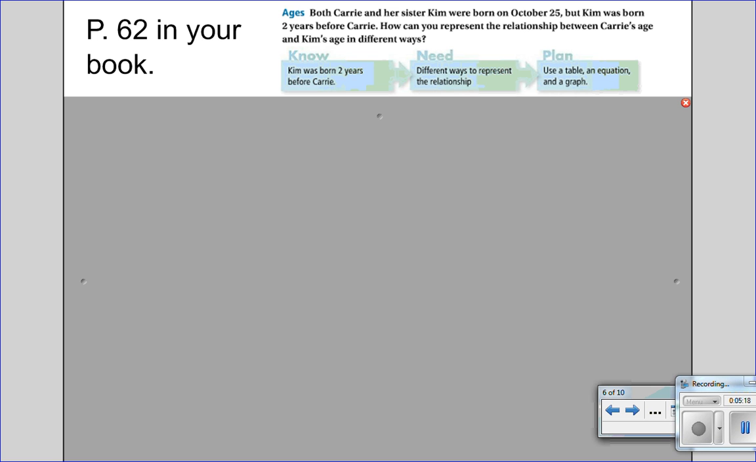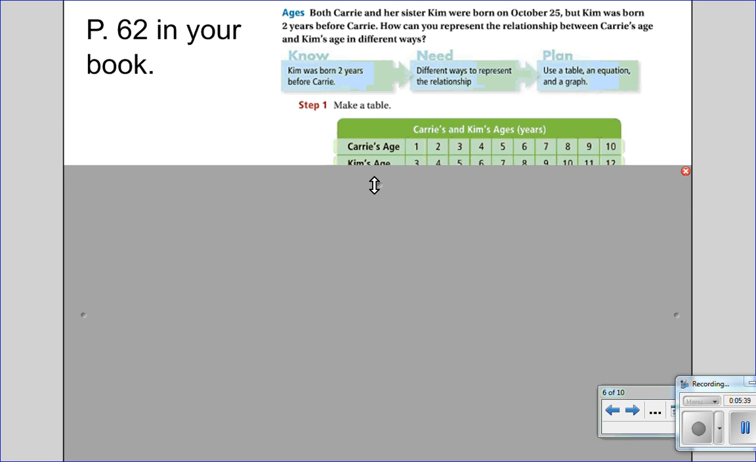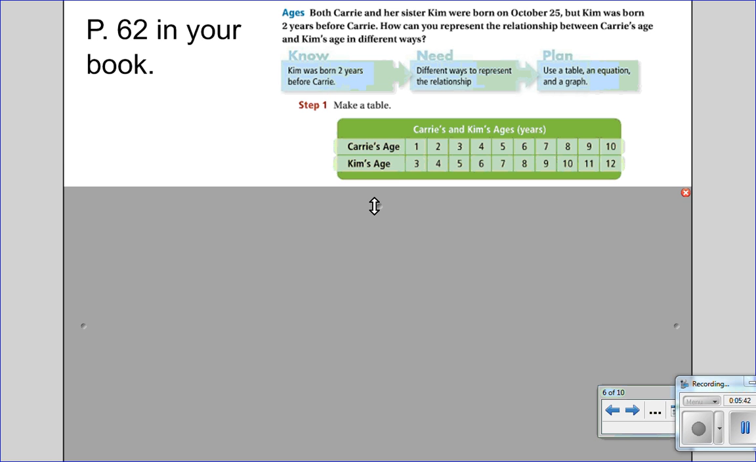So one thing I know is that Kim was born 2 years before Carrie. What I need to do is show this in different ways to represent the relationship. So I'm going to use a table, an equation, and a graph. So the best thing to do when you have a problem like this is to start out by making a table and listing values. So since I know Kim was born 2 years before Carrie, all I have to do is just add 2 to Carrie's age to get Kim's age. So since Carrie is 1, Kim is 1 plus 2 is 3. When Carrie was 2, Kim was 4. When Carrie was 3, Kim was 5. When Carrie was 4, Kim was 6, and so on. If you notice, every single time it's just adding 2.